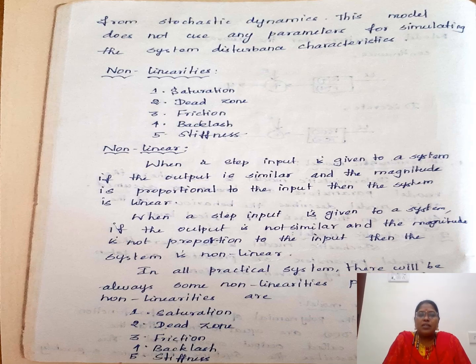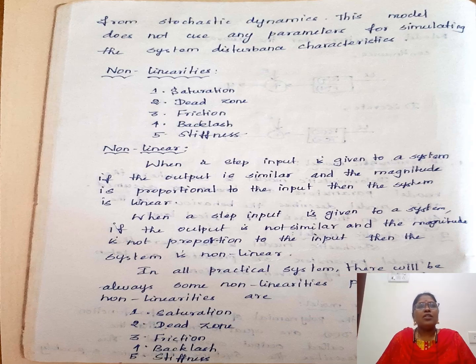Next comes non-linearity. Whenever an input is given to a system, if for a bounded input you get a bounded output, we call it a stable system, and we can also say the system is linear. In the non-linear case, the system keeps on changing, so the output will not be stabilized. Such things we call non-linear.